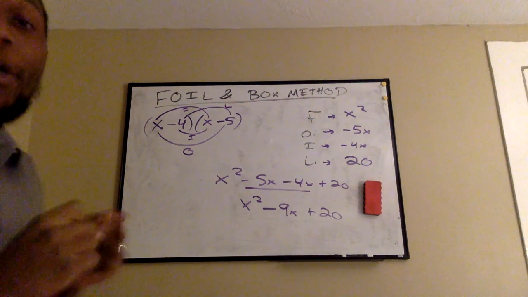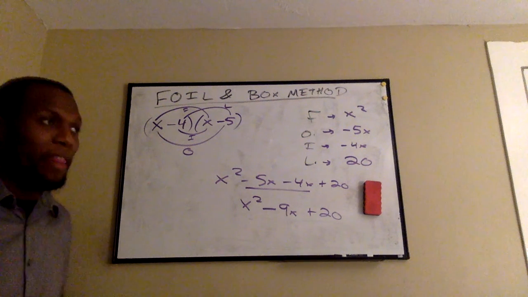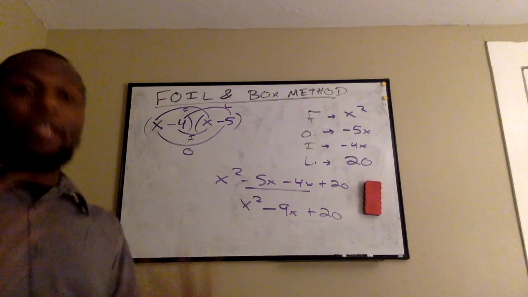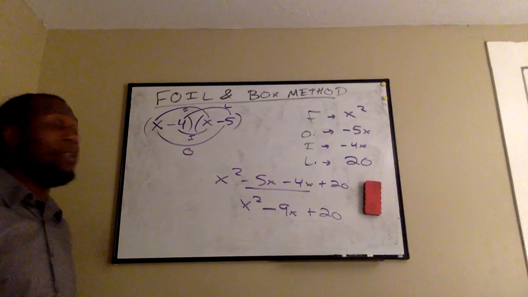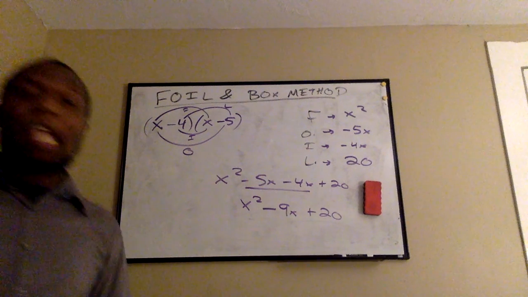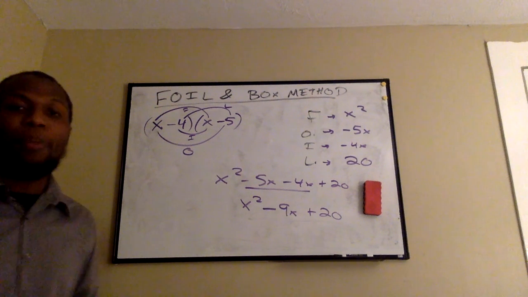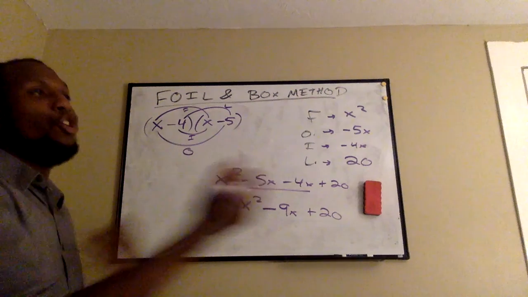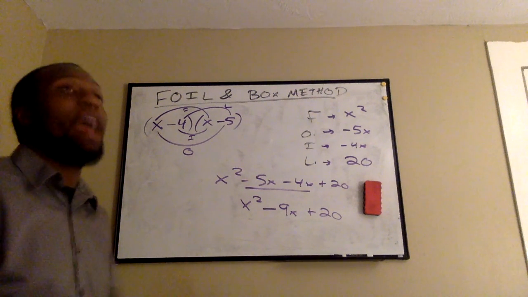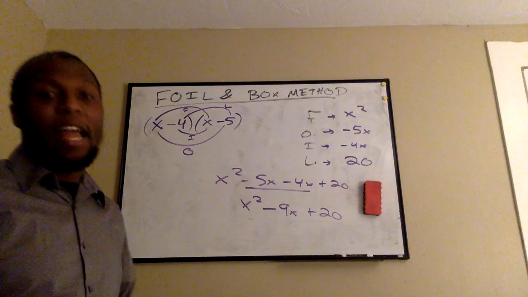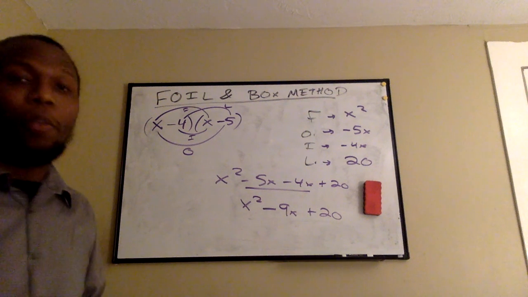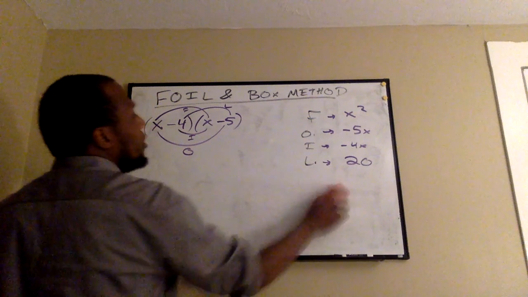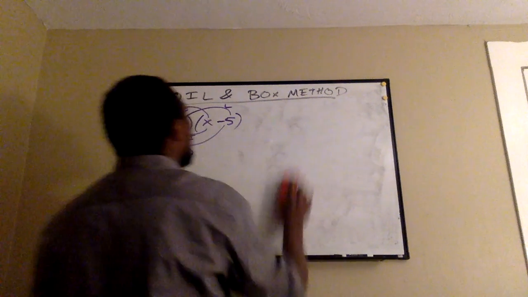Those are two examples with the FOIL method of how we can multiply two of these binomials. I'm going to show you those same exact examples, but using the box method. So we should get the same answer. These are two different ways to do the same thing, and you can decide for yourself which one you would prefer. Let's do those same two things, but now we are going to use the box method.